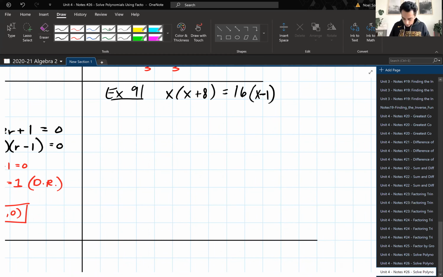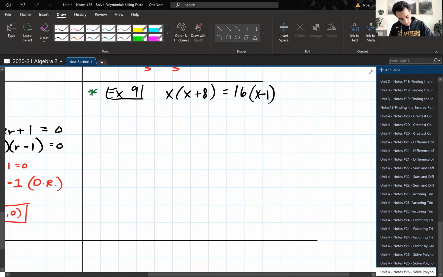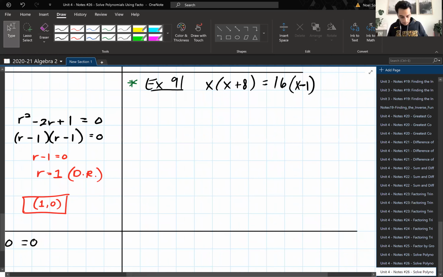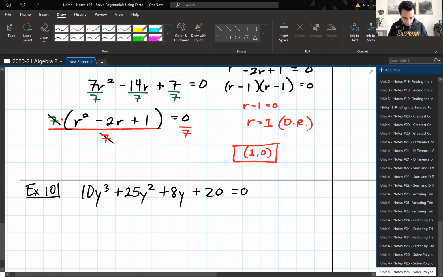For the sake of time, I'm going to move to number 10. Number 9 is very similar to some of the other problems. You distribute and then you move your terms over. So I will leave this one for you to attempt on your own, and we can review it quickly on Thursday, right before the quiz. I want to show you number 10 because that one is a little bit more important.